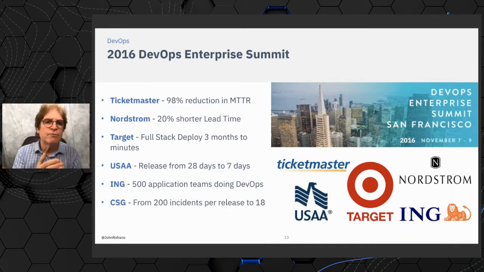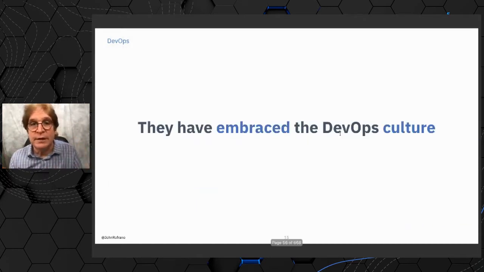98% reduction in mean time to recovery, 20% shorter lead times, full stack deployments from 3 months to minutes. And USAA, right, from 28 days to 7 days, right? From a month to deploy something to a week, that's pretty achievable. But big enterprises were getting these benefits. And the question is, how are they doing this? And the answer is, they've embraced the culture. It wasn't a tool, it wasn't just some practice they adopted.